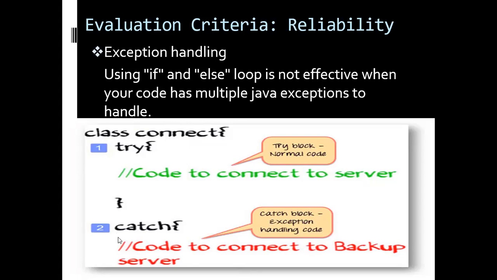To put it in simple terms, what is exception handling? Whenever there are unknown scenarios, unknown inputs, or unknown runtime errors, normally the program crashes. So that the program doesn't crash, we use exception handling, that is the try and catch block.